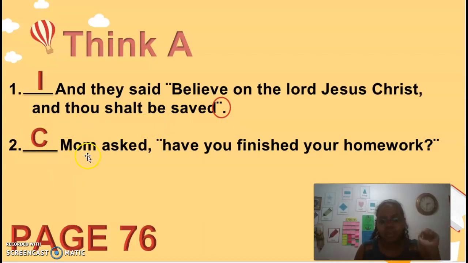Number 2. Mom asked, "Have you finished your homework?" And we have here the quotation marks after the question mark. So the question mark is inside the quotation marks. That's why it's correct. So you're going to write letter C if it is correct, letter I if it is incorrect. And also, if it is incorrect, you're going to circle the mistake.